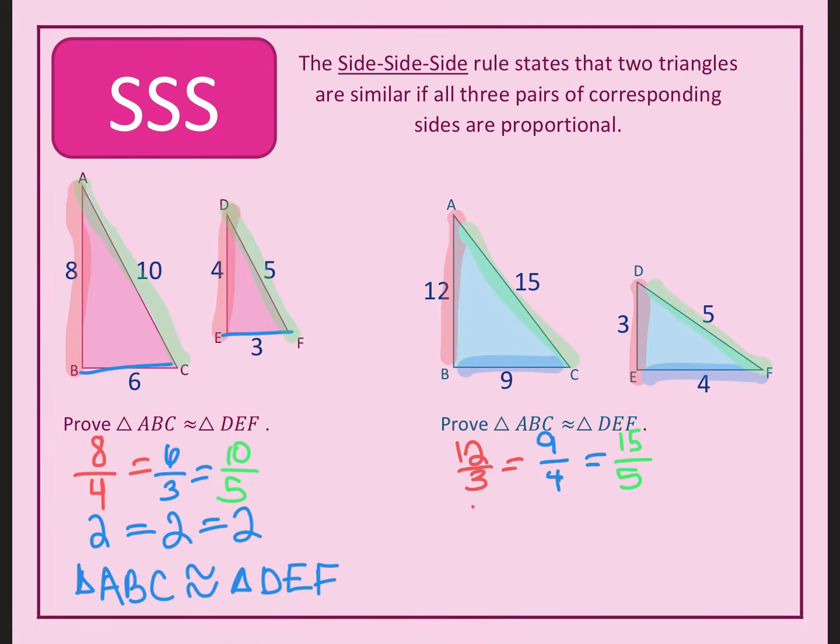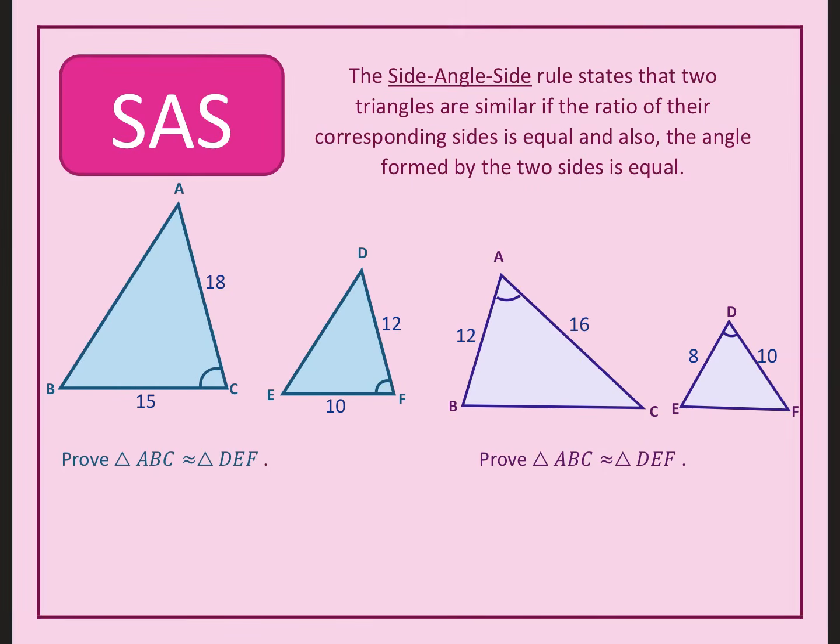Well, 12 over 3 reduces to 4. 9 over 4 is 2.25. So I already know my answer. So these triangles are not similar. So the way I wrote this, okay, triangle ABC is not similar to triangle DEF. Okay, so that is the rule of side, side, side. Now we get into side, angle, side.